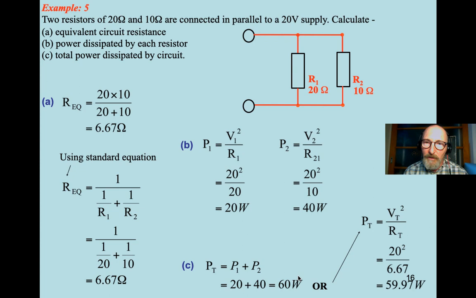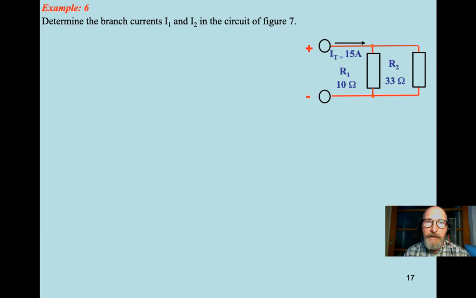Determine the branch currents I1 and I2 in the circuit of figure 7. Well, let's see what we've got here. We've got 15 amps, and we've got 10 ohms and 33 ohms. We know that the current going down through R1 and the current going down through R2 have to add to 15 amps, but we don't know what their currents are, and we can't work them out unless we do something in between. We really need to work out the total resistance, I think, first.